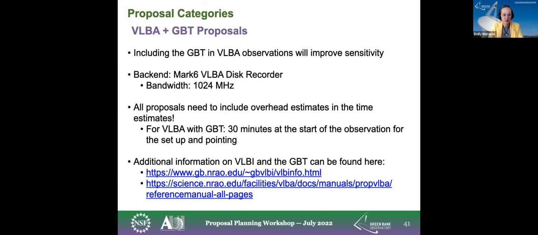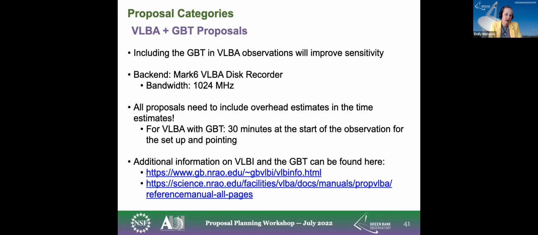We can also do VLBA and GBT proposals. So this is the Very Long Baseline Array, where you use multiple telescopes across the US to get really high resolution images. With that high resolution image alone, you won't see the large scale structure. But if you include the GBT, you'll actually be able to see the large scale structure of your source, and it will improve the sensitivity overall.